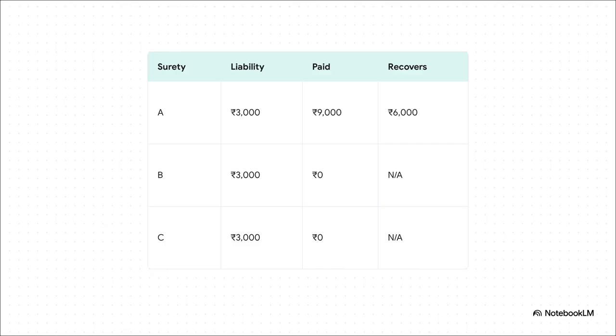If the creditor forces A to pay the full 9,000, A exercises his statutory right to contribution, dragging B and C in for 3,000 each. Listen to me carefully. If you miss writing this illustration in your exam, you lose 2 marks instantly. Illustrations prove to the evaluator that you actually understand the mechanics of the law.